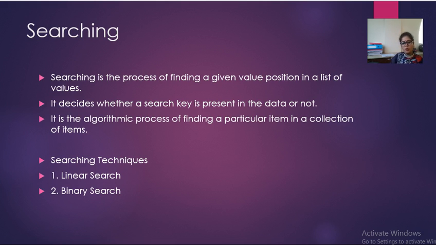It depends upon whether the item is present in the list or not. The result will be according to the presence of the item, so it can be a successful search or an unsuccessful search. So that is searching: it decides whether a search key is present in the data or not. It is also the algorithmic process of finding a particular item in a collection of items.